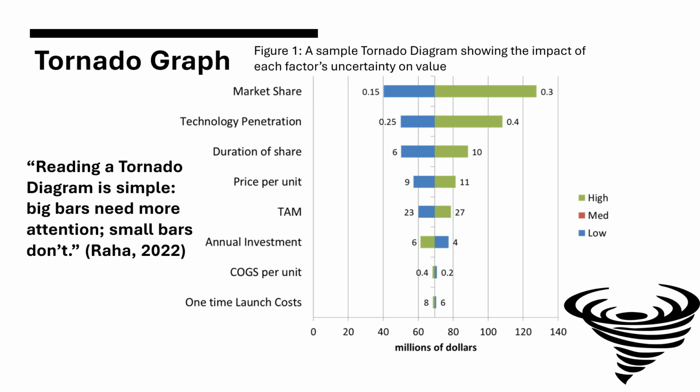In an attempt to mitigate potential risk, as market share is more significant than price in this scenario, we might consider providing discounts to increase volume. Perhaps we could reach an agreement on standard with a competitor that would enhance overall technology and penetration. All in all, reading a tornado diagram is simple. Big bars need more attention and small bars don't.